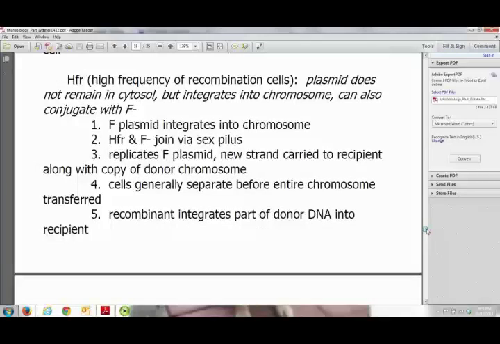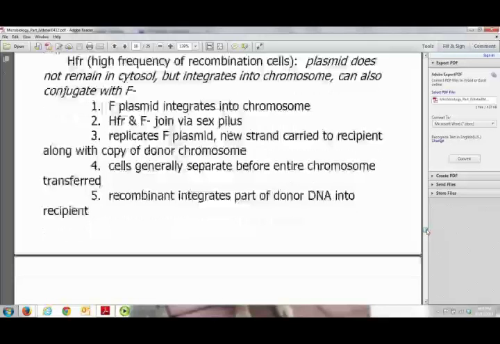The F plasmid integrates into the chromosome. The HFR and F negative cell join via a sex pilus. It replicates the F plasmid. The new strand is carried to the recipient along with a copy of the donor chromosome. The cells generally separate before the entire chromosome is transferred. The recombinant integrates part of the donor DNA into the recipient.